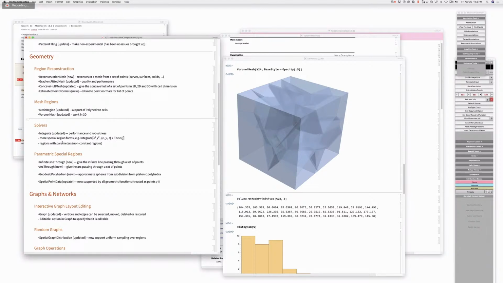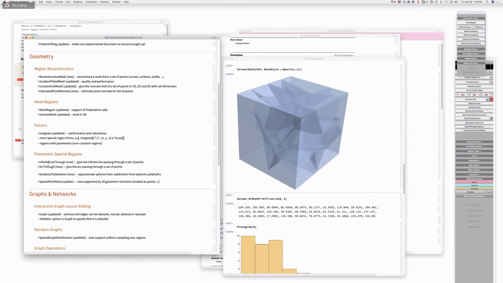Okay. Regions with parameters, non-constant regions. What does that mean? Oh, you mean that I can put a parameter into this torus? I think this means generally we've improved our capability of integrating and dealing with parameters in regions. We've always been able to have parameters in regions, but it's probably been improved. Right. Okay, more the symbolic side of it.